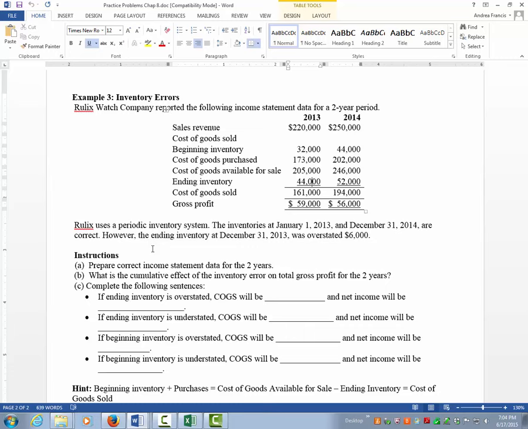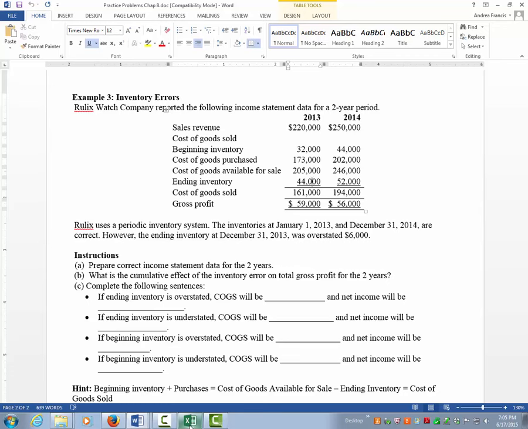And we are asked in A to prepare the correct income statement data for the 2 years. We are asked what's the cumulative, in other words, the overall effect of the inventory error on total gross profit for the 2 years. We'll be able to tell by looking at our work in A, and then also completing the following sentences, which we can come back to. That looks like asking us about the relationships between errors and what that does to cost of goods sold and net income and so on.